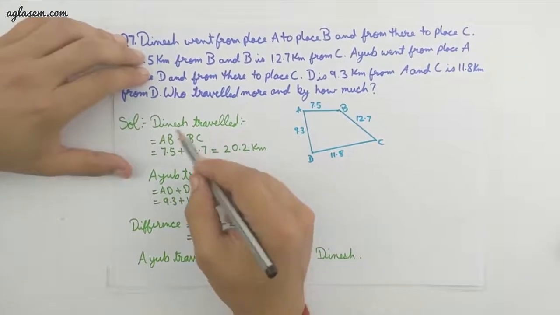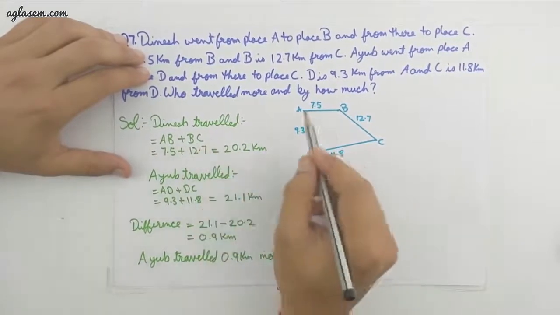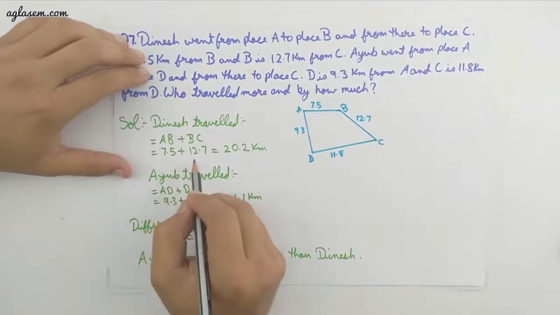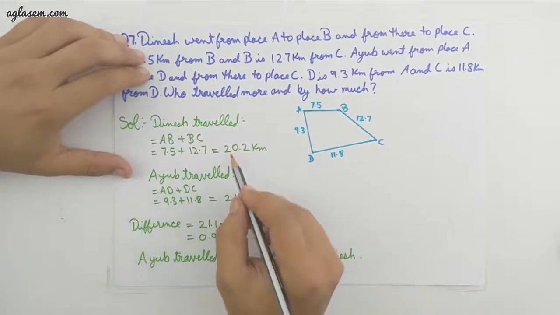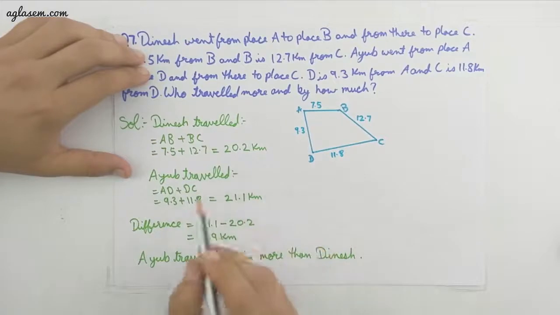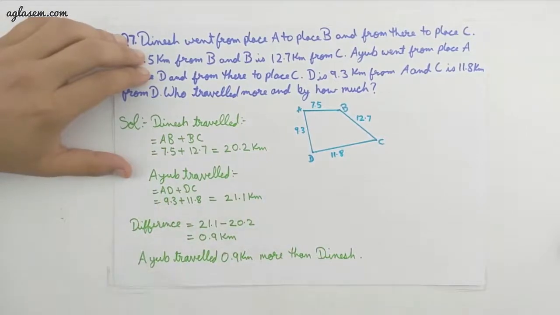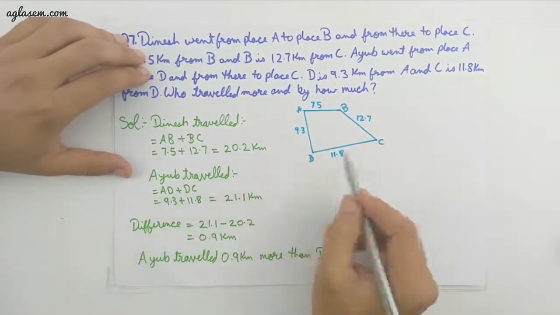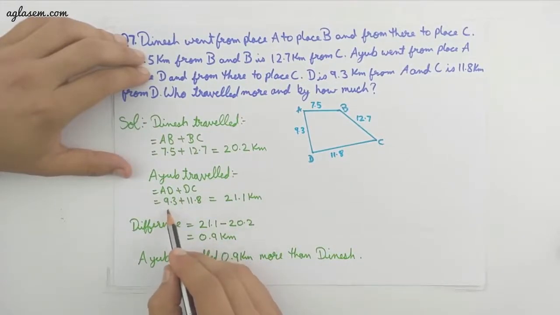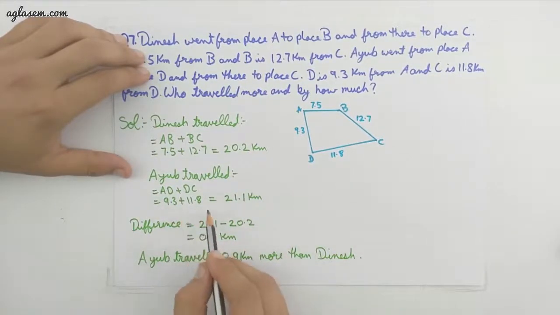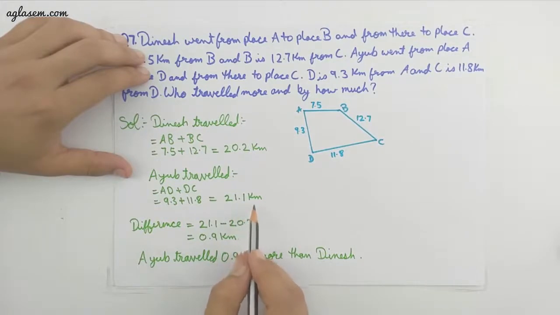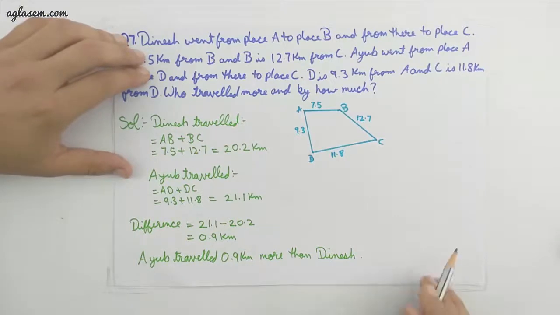First we will add the distance of Dinesh. So AB plus BC, that will be 7.5 plus 12.7, which will give us 20.2 kilometers. Now we will add the distance of Ayub, that is AD plus DC. AD is 9.3 and DC is 11.8, that will be 21.1 kilometers. Difference is 21.1 minus 20.2. The difference is 0.9 kilometers. That means Ayub travels 0.9 kilometers more than Dinesh.